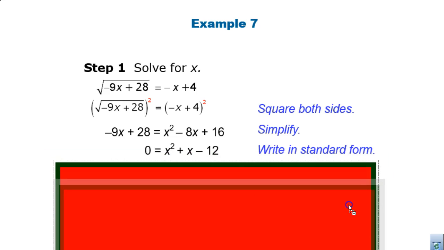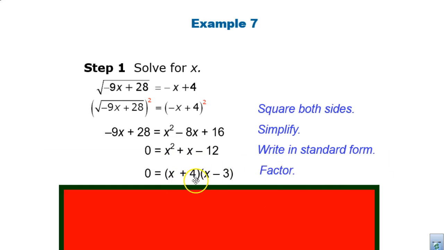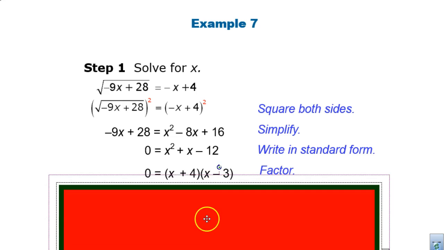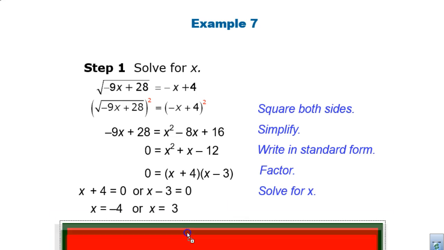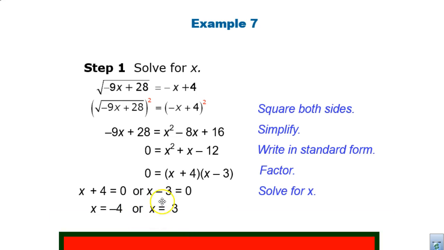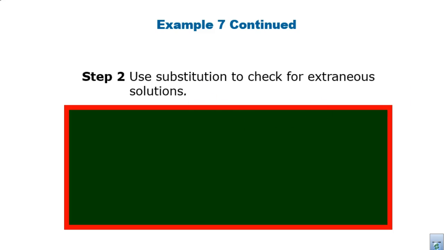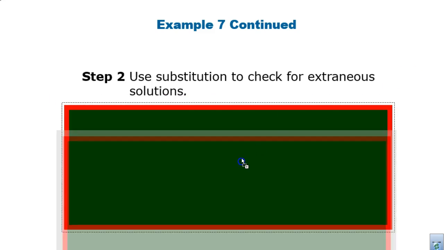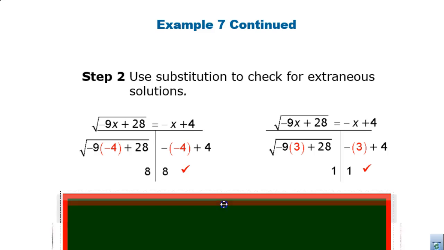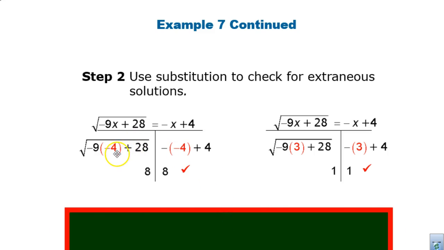Now we factor. This factors to x plus 4 times x minus 3, which gives us two solutions. When we set them equal to 0, we get negative 4 and positive 3. Now, I have to check to see if one or both or none of these is extraneous. One more step here. Getting the answer itself is not enough. You've got to plug it back in. So we plug it back in to check for those extraneous solutions, and we end up with 2 that work.